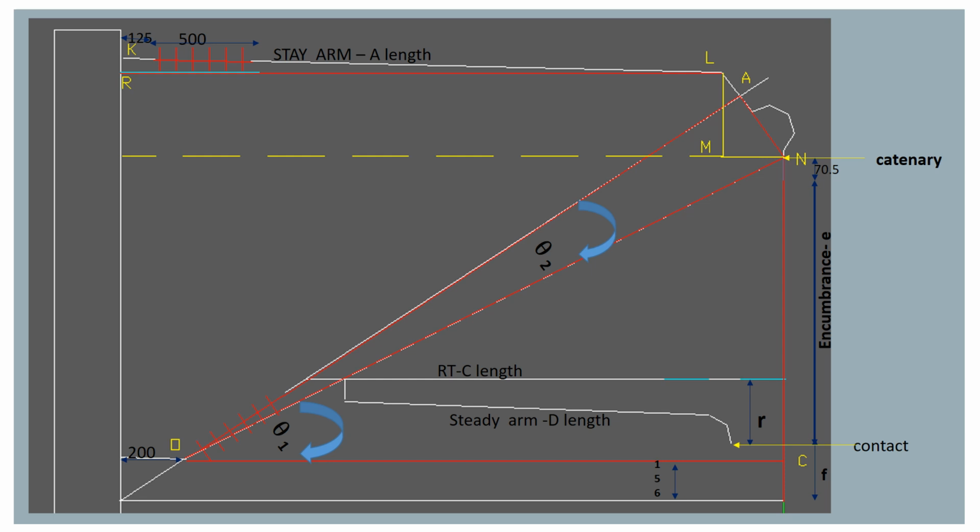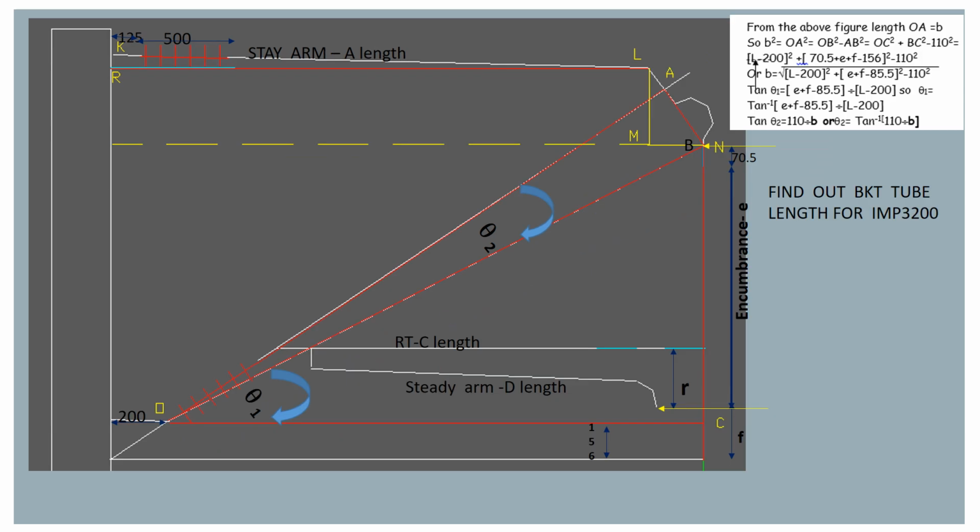First we will discuss the length of the bracket tube. Let's start. From the figure we are getting two triangles. One is OAB and another is OBC.